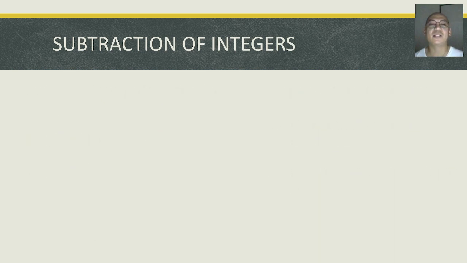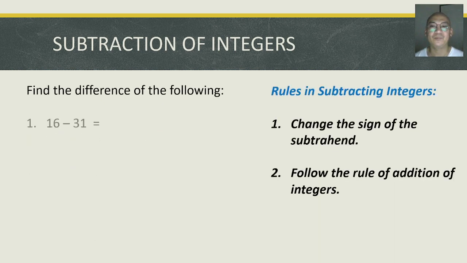Let us try more examples. Do not forget the rules in subtracting integers. First, copy the minuend and then change the sign of the subtrahend. This is positive 16, this is positive 31, so that will become negative 31. Follow the rule of addition.